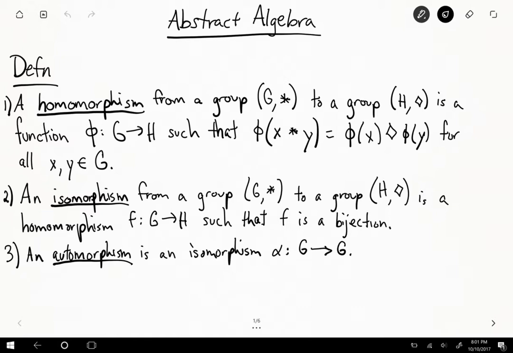And then a special type of homomorphism is an isomorphism. So an isomorphism from a group G with that asterisk to a group H with that diamond is a homomorphism, and we'll call this one F from G to H, such that F is a bijection. Now what does it mean to be a bijection? We have that one-to-one and onto going on. Okay? So now we're ready to tackle automorphisms. What exactly is an automorphism? An automorphism is just an isomorphism from G to G, so basically back to itself.